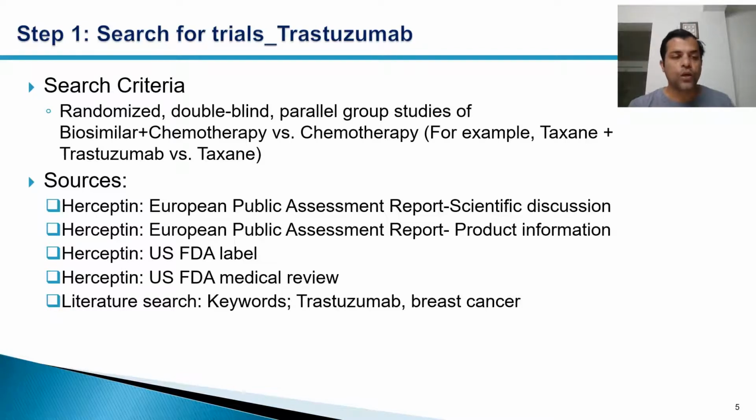Plus, you can also do a literature search. You can type keywords like trastuzumab and breast cancer, and then you will get those studies which have not been discussed in the European Public Assessment Report and the US FDA report. So these are the sources based on which you can gather studies, which are randomized double-blind parallel group studies of trastuzumab plus some chemotherapy versus chemotherapy. Now once you have collected all those studies, for example, you have identified two studies. Now, what to do?